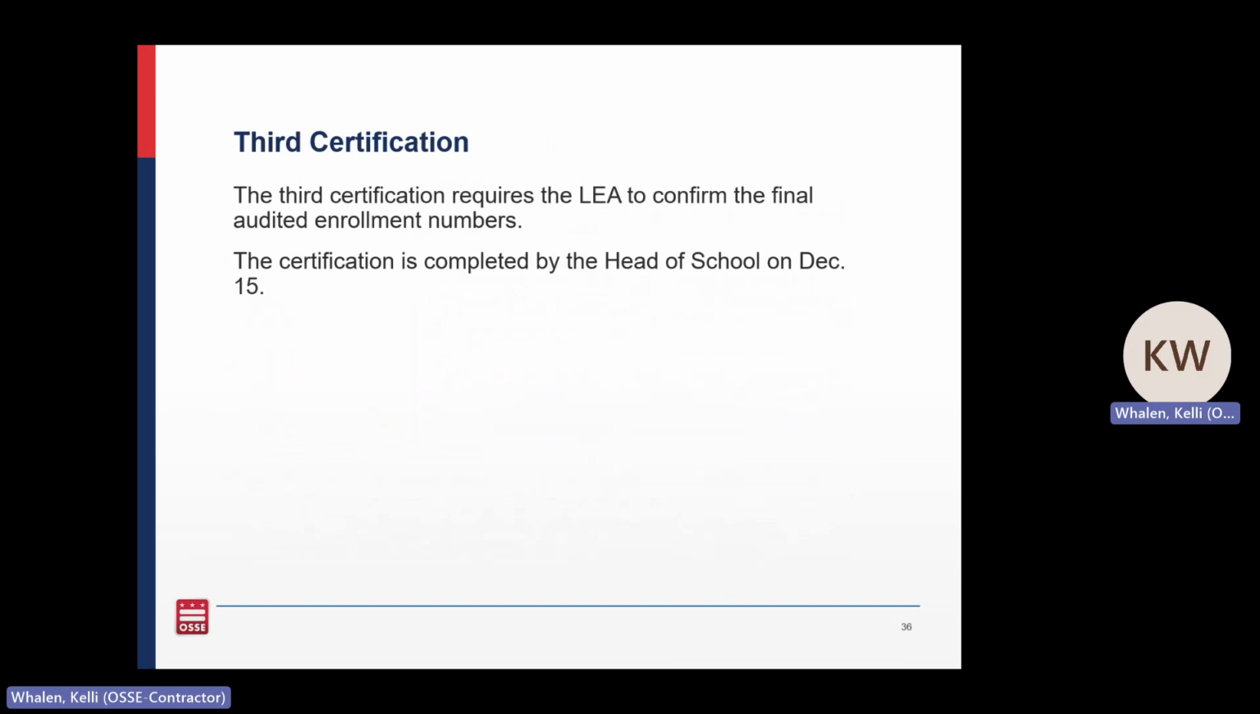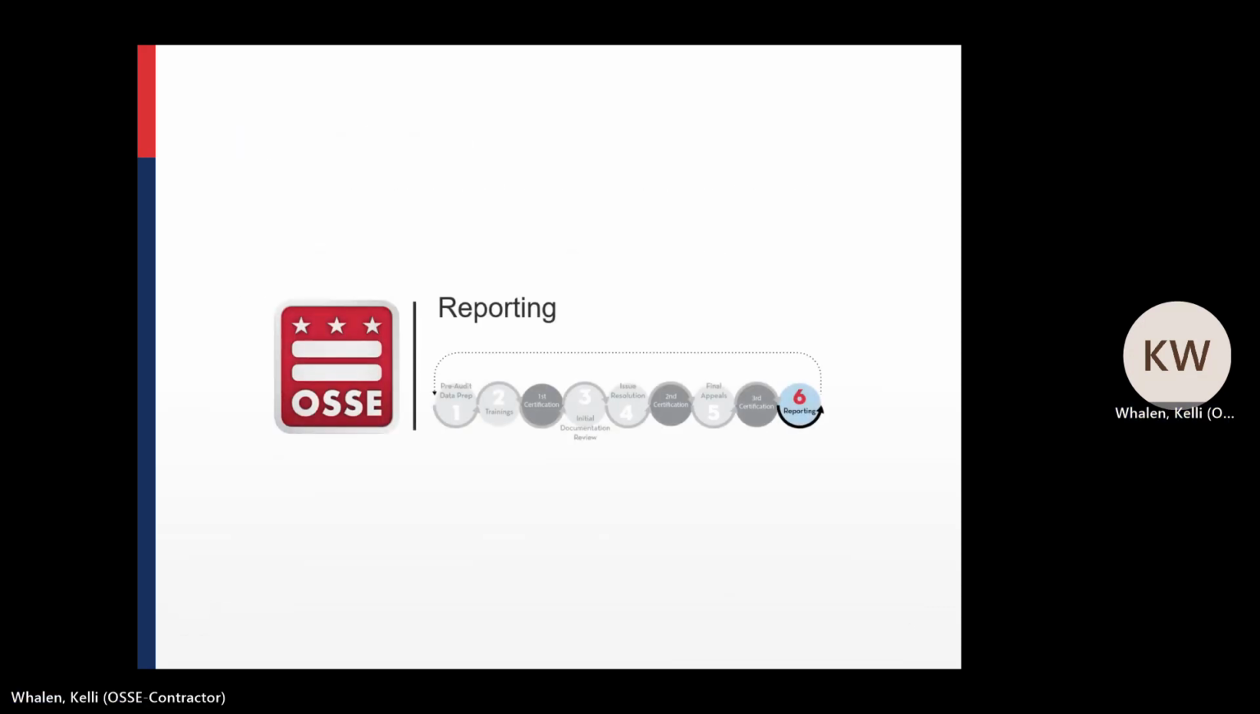After the final appeals are over, the third certification will take place on December 15th. This will confirm your final enrollment numbers for your LEA, and the audit, as far as you're concerned, is concluded. The last phase is more of an OSSE phase.